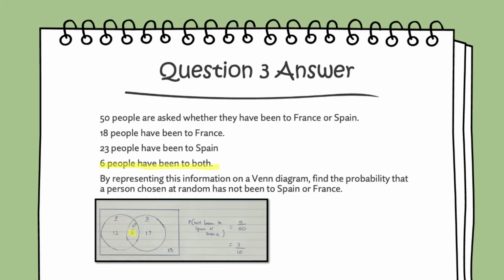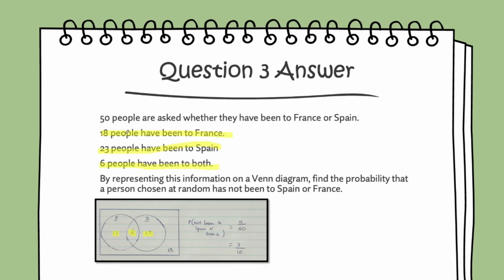Now we know that 18 people have been to France, so that means that this entire circle here should add up to 18. That's why we've got 12 here, because 12 plus 6 gives us 18. We do the same for the other circle because we know that 23 people have been to Spain, so this circle should add up to 23. So we've got 17 plus 6, which gives us 23.